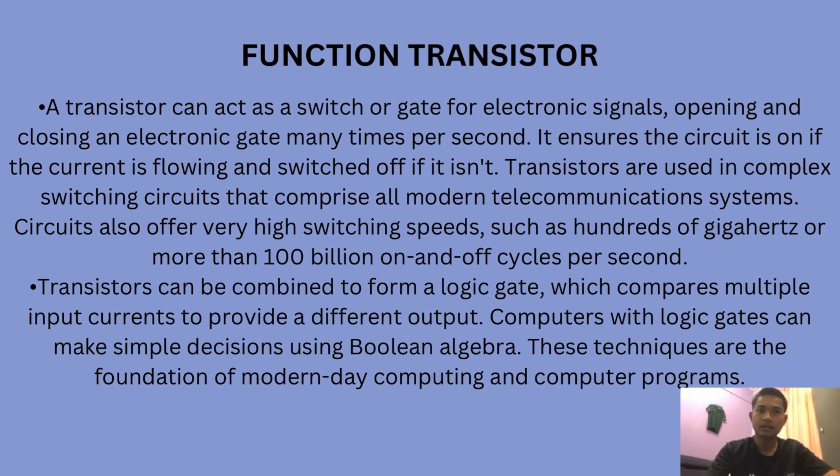Function of transistor: a transistor can act as a switch or gate for electronic signals, opening and closing an electronic gate many times per second. It ensures the circuit is on if the current is flowing and switched off if it is not. Transistors are used in complex switching circuits that comprise all modern telecommunication systems. Circuits also offer very high switching speed, such as 100 GHz or more than 100 billion on and off cycles per second.